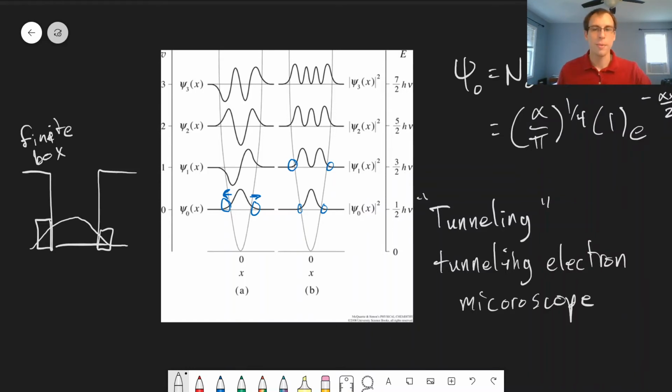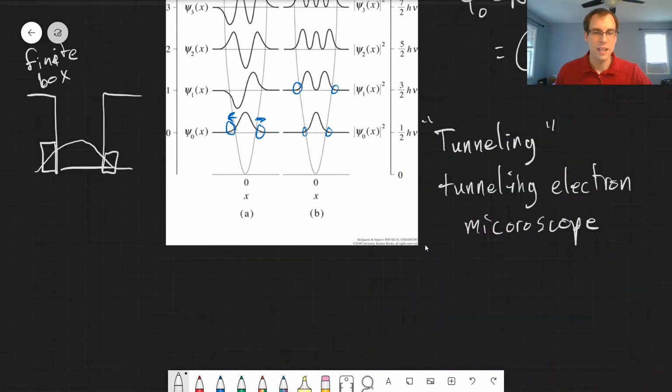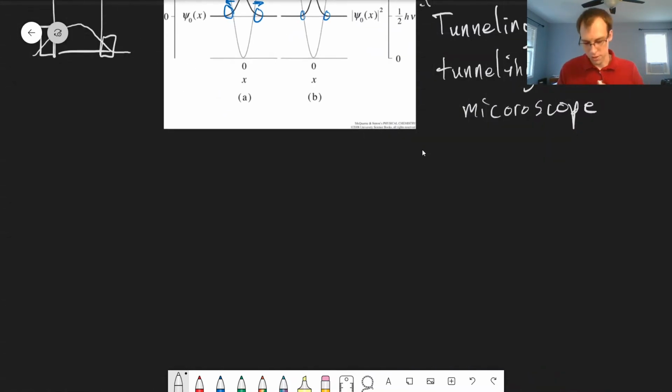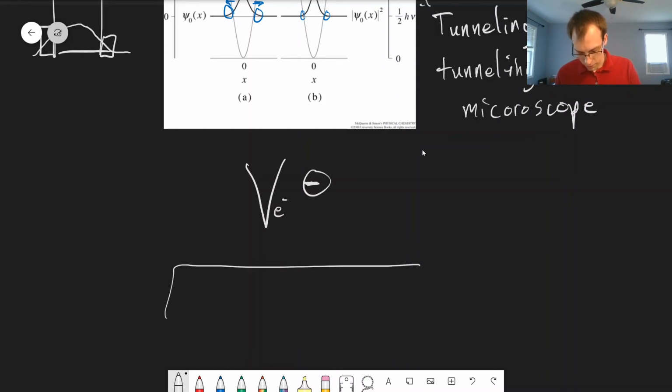And so what happens in an STM, a scanning tunneling microscope, is that we have a very thin tip here that's charged. So it has excess electrons on it, so it's negatively charged. And then we have a surface that's positively charged. So the electrons want to go to this positive surface that we're trying to image with our microscope. But we keep them far enough apart that the electrons can't go.